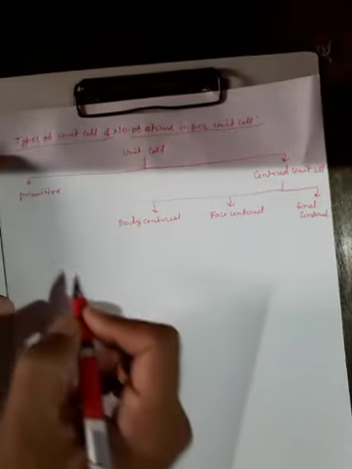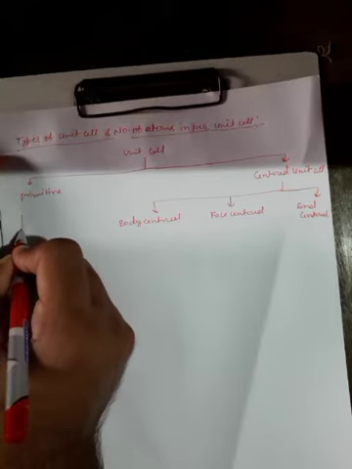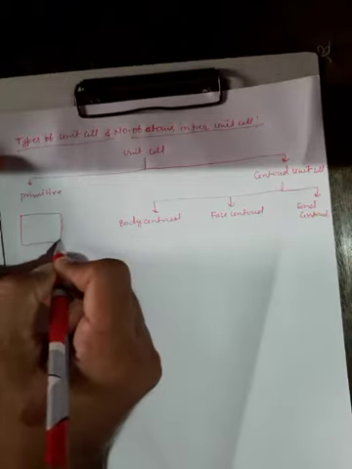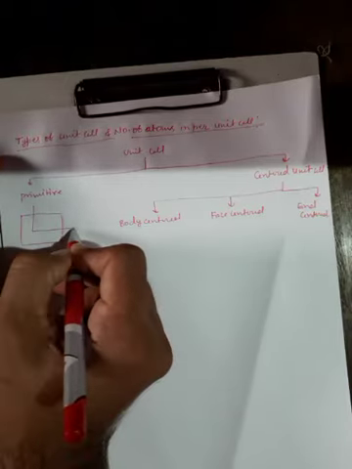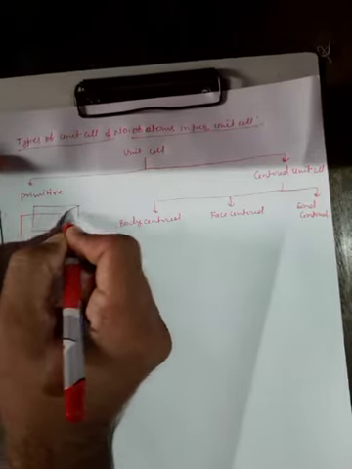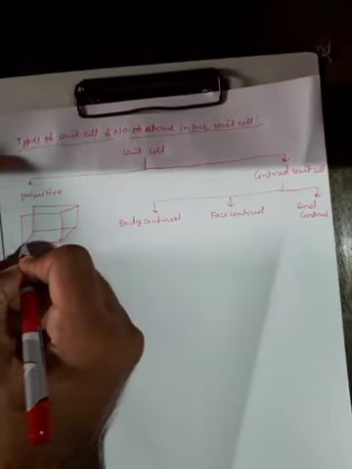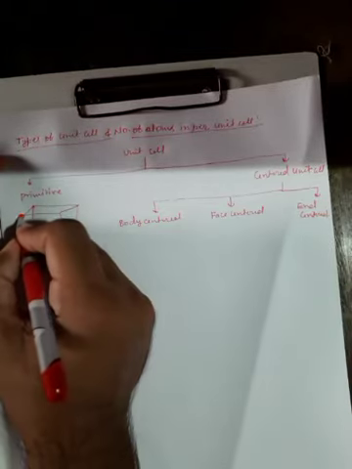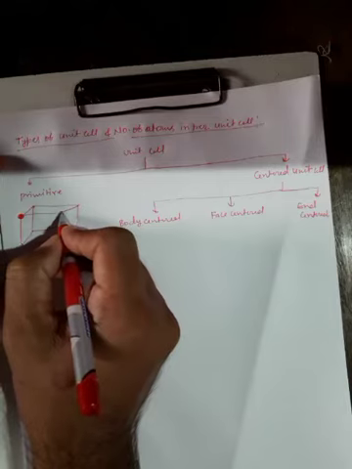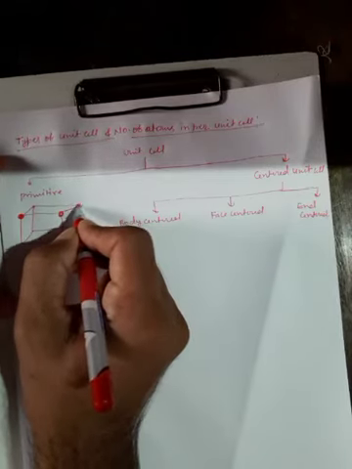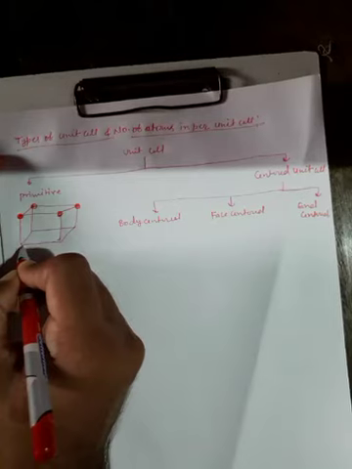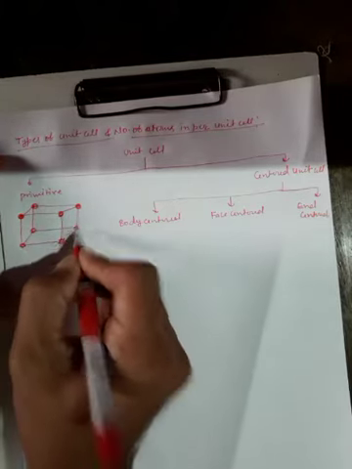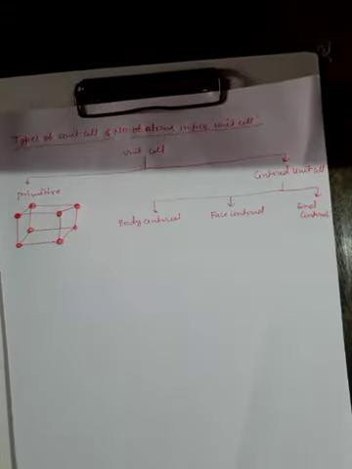For example, it is pictorially shown as follows. Suppose a unit cell is cubic and constituent particles are located only at each corner. Say the constituent particles are located here, at this position, this position, this position, this position, and this position. It is the primitive type of unit cell.